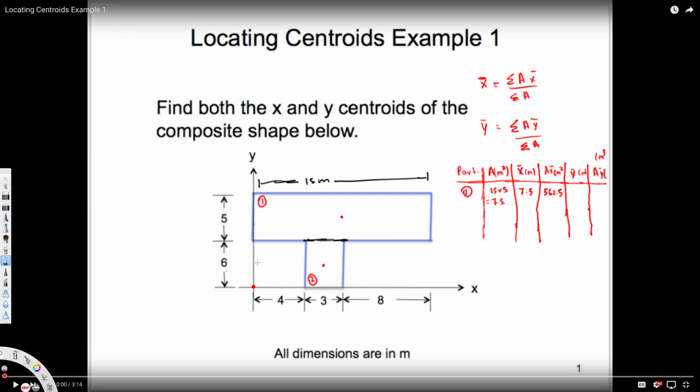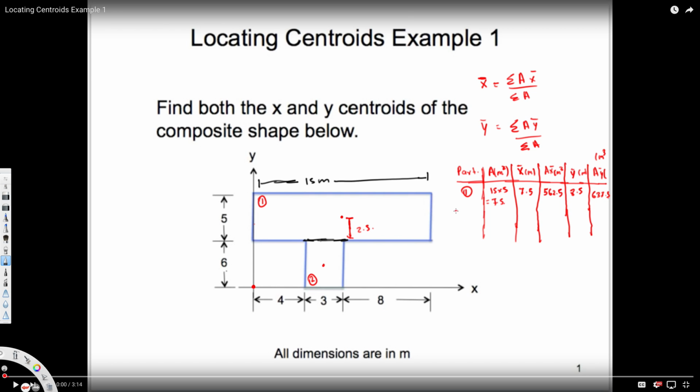But for y bar, we have to be very careful because the point is going to be in the bottom. So in this case, I have to calculate this 6 and the half of this distance. The total distance is 5, so if I divide it into 2, it's going to be 2.5 right here. So the half of this distance is 2.5. Therefore, if I measure this total distance, it's going to be 8.5. So y bar is equal to 8.5, and if I multiply this 8.5 by 75, it's going to give us 637.5.